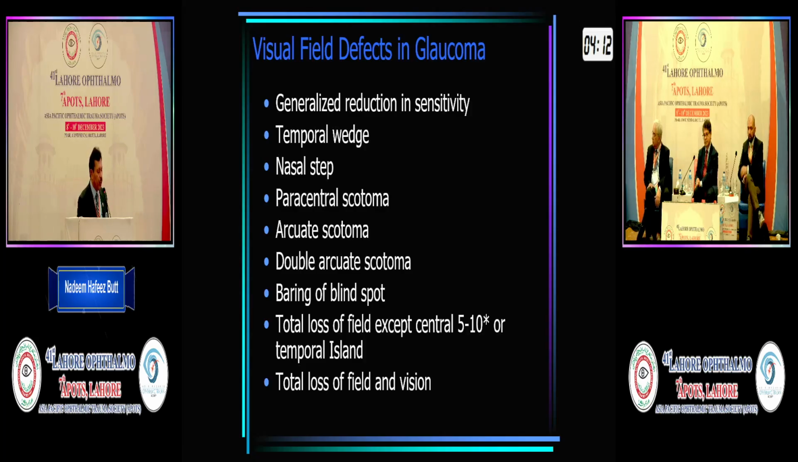The list is quite comprehensive. It covers almost all types of visual field defects in glaucoma: generalized reduction in sensitivity, temporal wedge, nasal step, paracentral scotoma, arcuate scotoma, then the double arcuate scotoma, bearing of the blind spot, total loss of visual field except central 5 to 10 degrees or temporal island, and finally the total loss of field and total loss of vision.